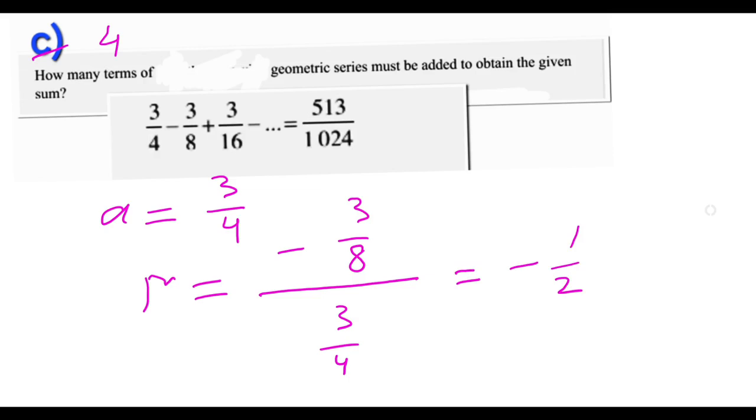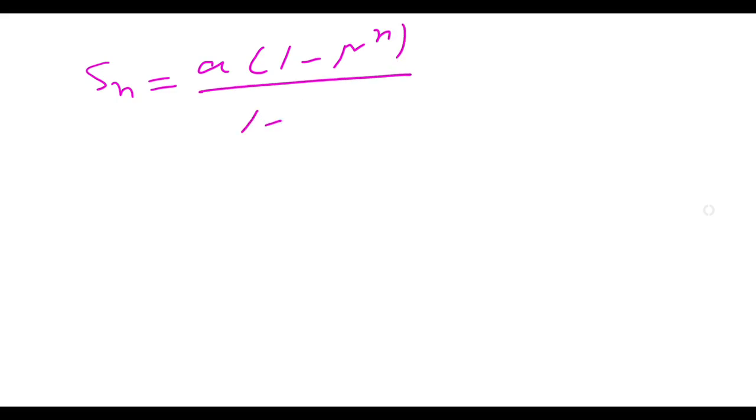Now use the sum of a geometric series formula. R is less than 1. I can use the R less than 1 formula or R greater than 1. It doesn't matter, same thing. So I'm going to use this one, R less than 1. So the formula is Sn equals a(1 minus r^n) over 1 minus r. I'm using the formula for r less than 1. Now I'm going to substitute the known values.